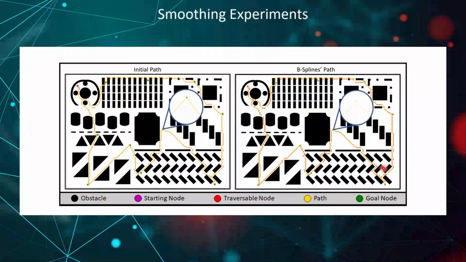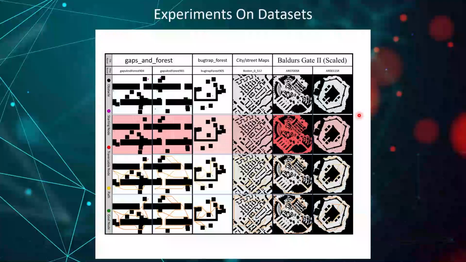In this experiment as well, we have shown that if you do not smooth your path, you will have those kinds of abrupt changes in the path. These sharp angles will cause your robot to face some difficulties in control, difficulties in changing its direction. So the B-splines smoothing technique smooths the path. It tries to make it more appropriate for mobile robot navigation.